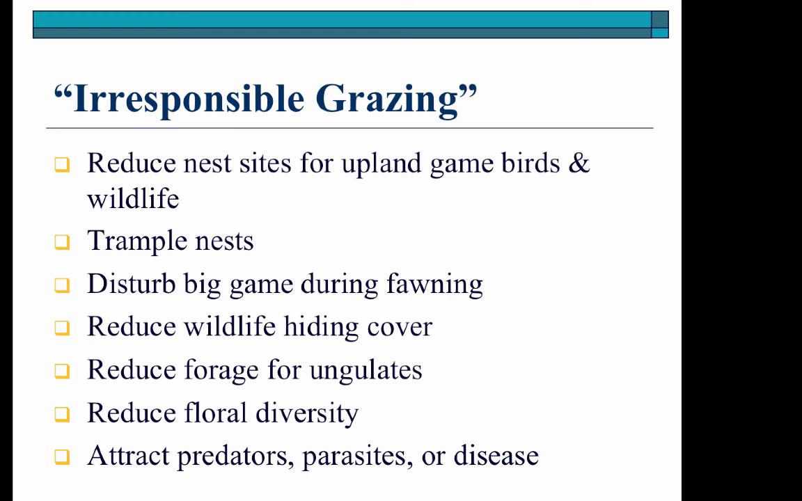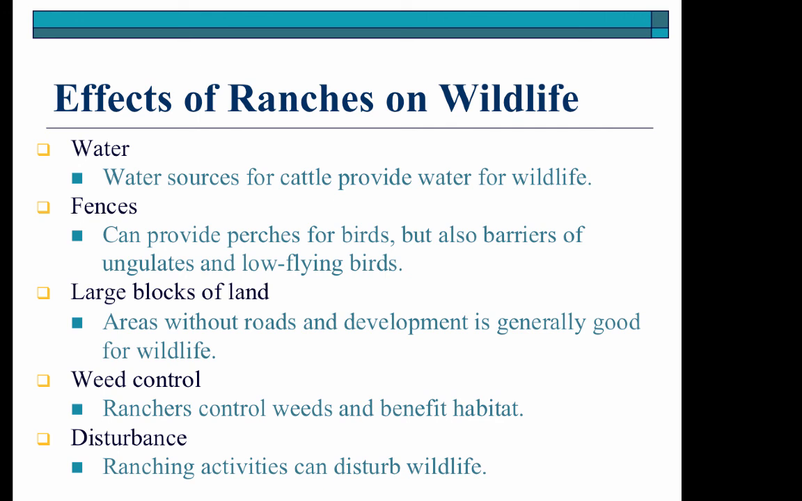Irresponsible grazing, of course, has negative connotations, and we can see a variety of different things, but reducing nest sites is a big consideration in the Great Basin. And here in California, we worry a lot about reducing the floral diversity because we have so many forbs, and that attracts predators and parasites as well as diseases.